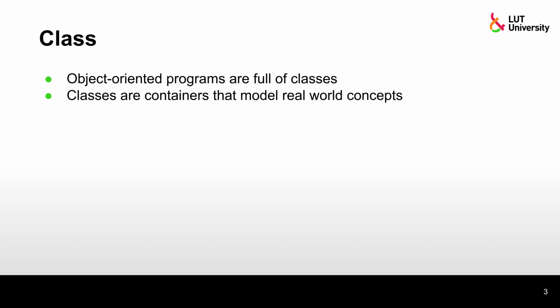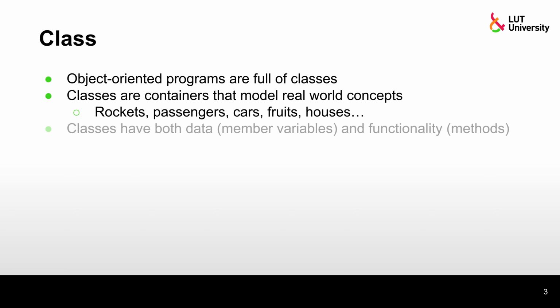So classes are basically containers that model real-world concepts. So we can have classes for rockets, passengers, cars, fruits, houses, whatever you need in your program. If you are building a game, then there are probably classes for a player and the enemy. And let's say you are collecting diamonds, then there are diamond classes and these kinds of things.